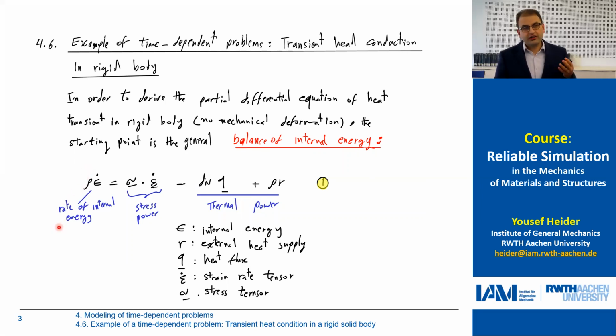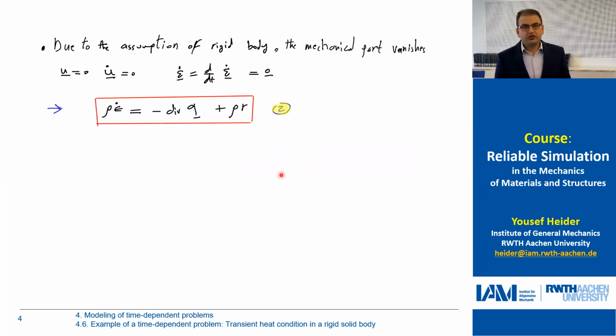So it's telling us that the rate of internal energy, which is rho multiplied by epsilon dot, where epsilon is the internal energy, equals sigma scalar epsilon dot, and this epsilon is the strain and not the internal energy. This term is the stress power, which is connected to the mechanical response, and then minus divergence of Q, where Q is the heat flux, plus rho R, where rho is the density and R is the external heat supply. So this is the balance of internal energy in general.